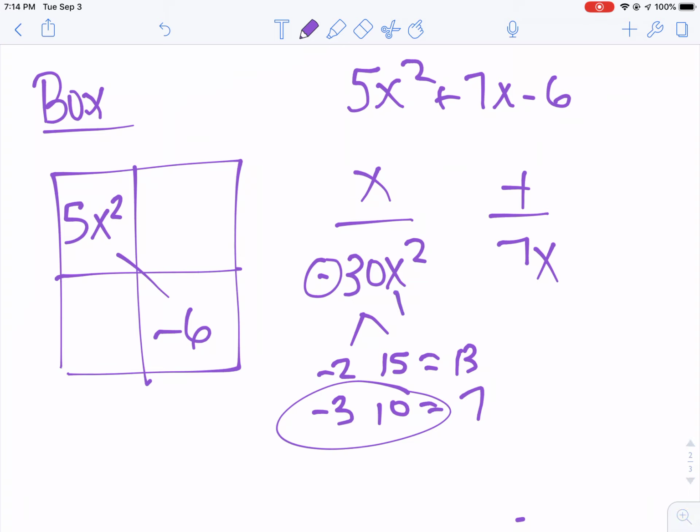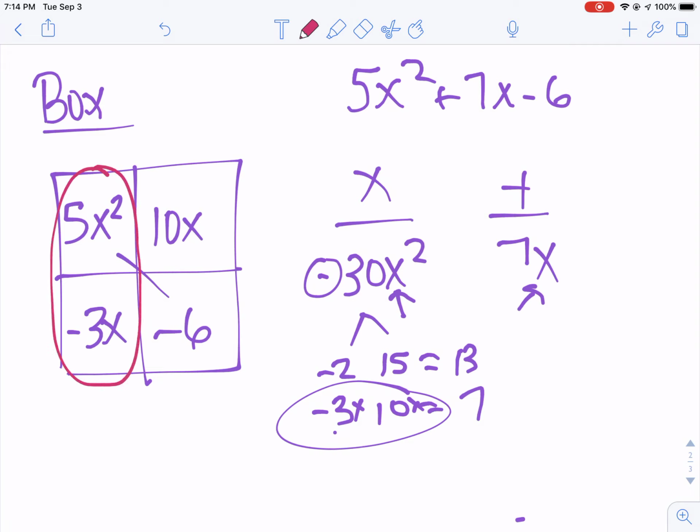Because I need to multiply to x squared but add to x, these both have to have x's on them, because x times x is x squared, but x plus x is just plain x. So those are going to go into your last boxes, and the order in which you put them in there does not make a difference. You can switch them around. So now you're going to go through each row and column and pull a GCF out. So 5x squared and 3x have an x in common.